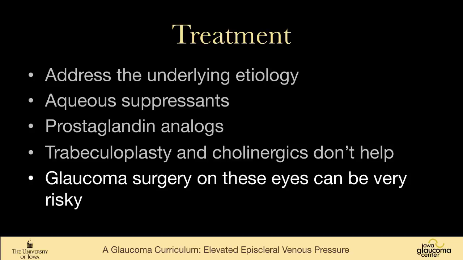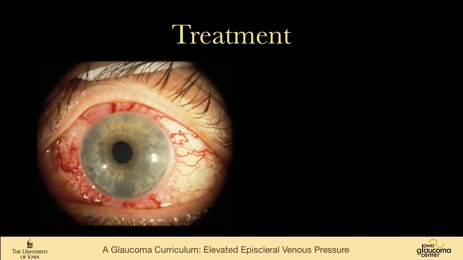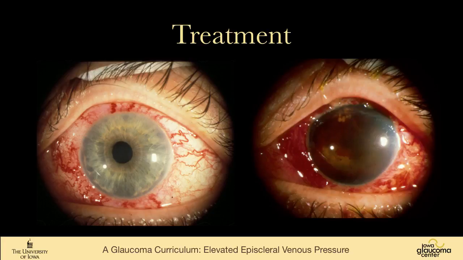And if the pressure is very high, surgery on these eyes can be very risky. They can have suprachoroidal hemorrhage, they can have hemorrhage into the anterior chamber. This is a patient of mine from many years ago with a dural sinus fistula whose pressure was in the 50s, and at that time, radiologic intervention to try to close the fistula was very dangerous, so we did a trabeculectomy on this eye, and you can see that the eye just filled with blood.